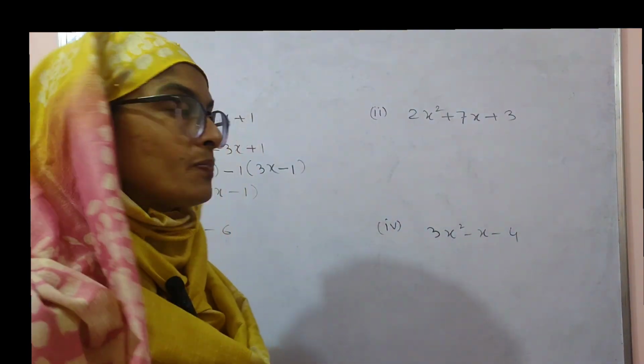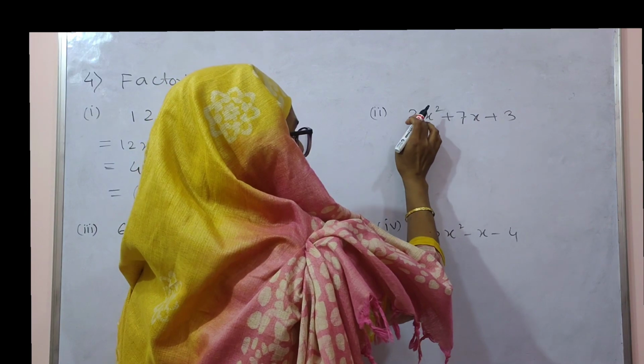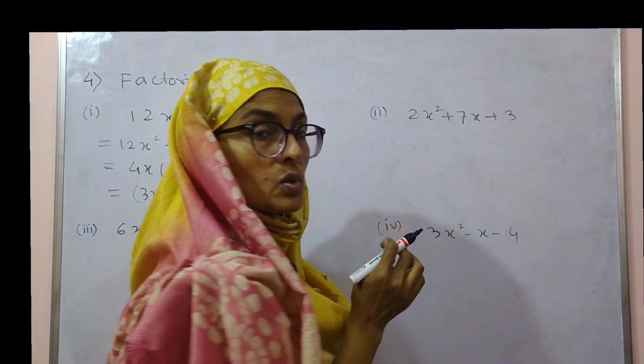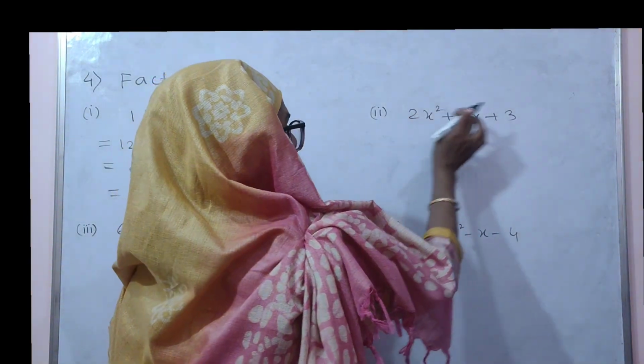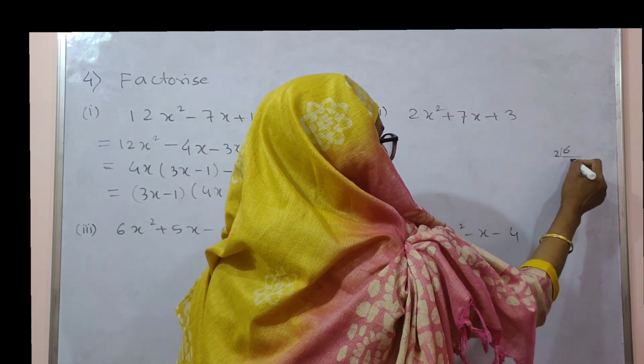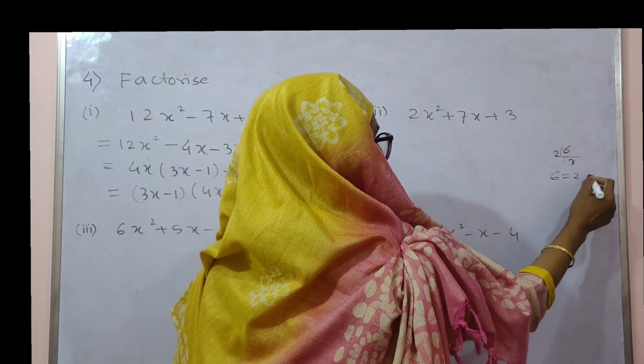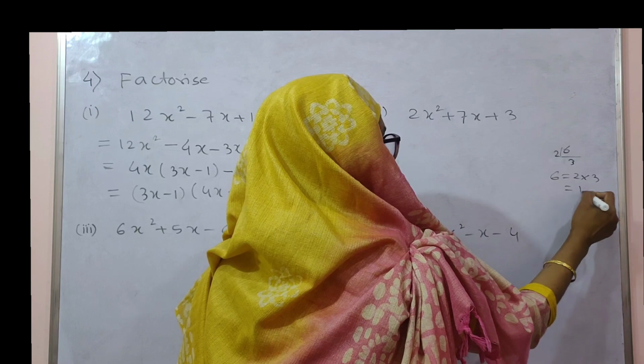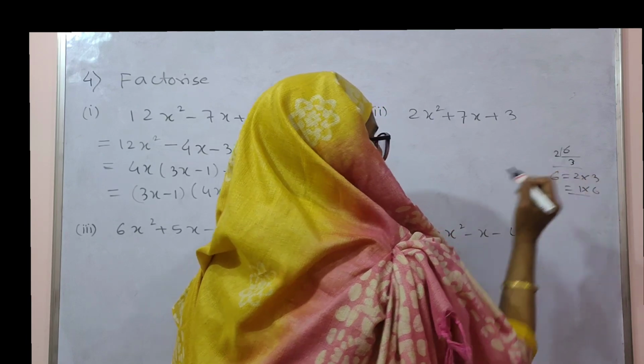Similarly, number 2. Here you have to multiply the coefficient of x square and the constant term. 2 threes are 6. Now factorize this: 6 you can write as 2 into 3, and 6 you can write as 1 into 6. In this way you can write.